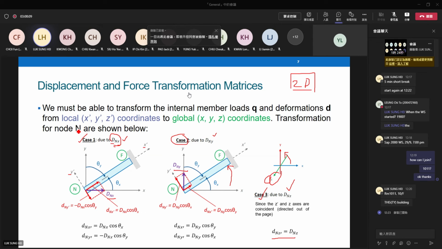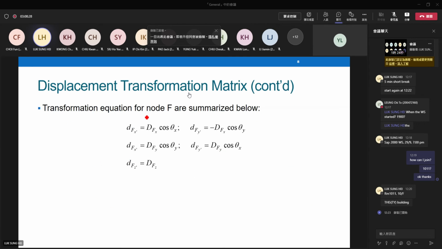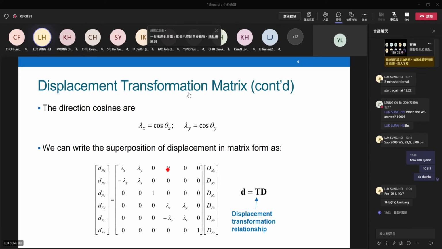This slide shows you what happens if you consider movements at node n. Then you may consider movement at the other node f. We do the same thing again. Then you can construct the whole transformation matrix for displacements. At node f, I showed you the outcome directly. Just repeat the steps, and then you group all the equations together. It becomes a big transformation matrix. This is the so-called displacement transformation matrix for the frame element.